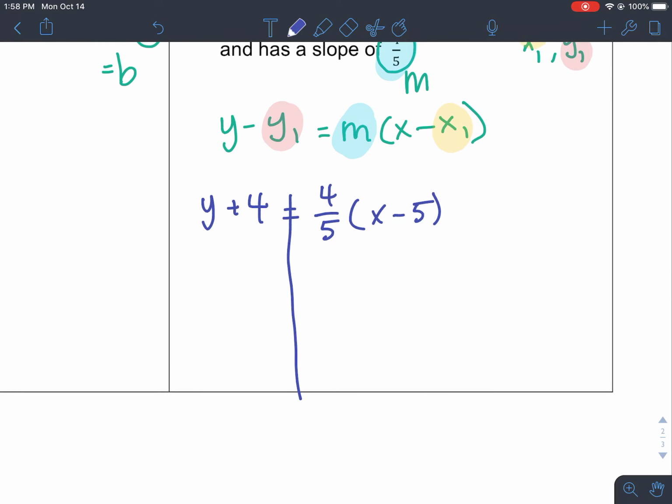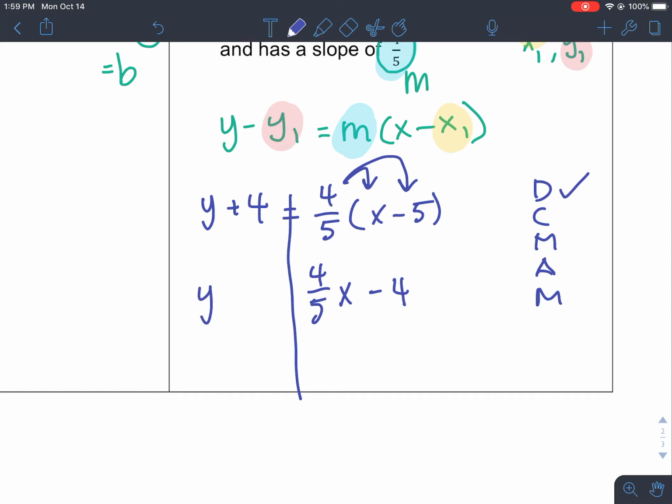Okay, now that I have it in point-slope form, I'm going to go ahead and set up. Starting with distribution, because I see those parentheses. And that becomes 4/5 x minus 4. Okay, and again, you can type in 4/5, so 4/5 times -5. Okay, and you'll get -4. And then bring down the left side.